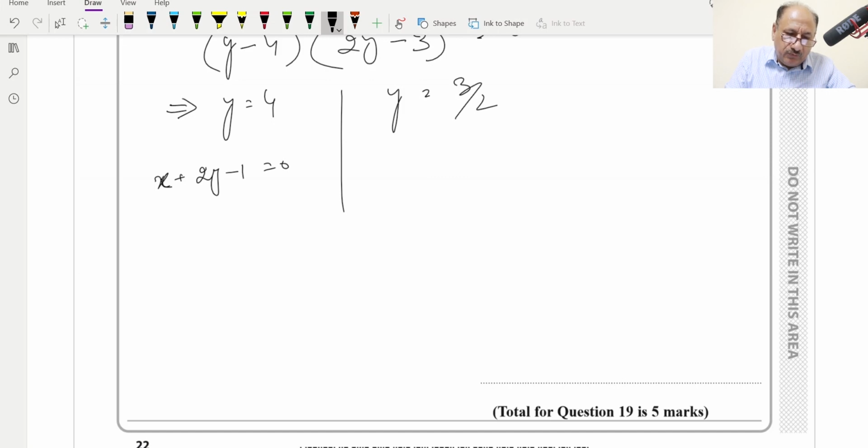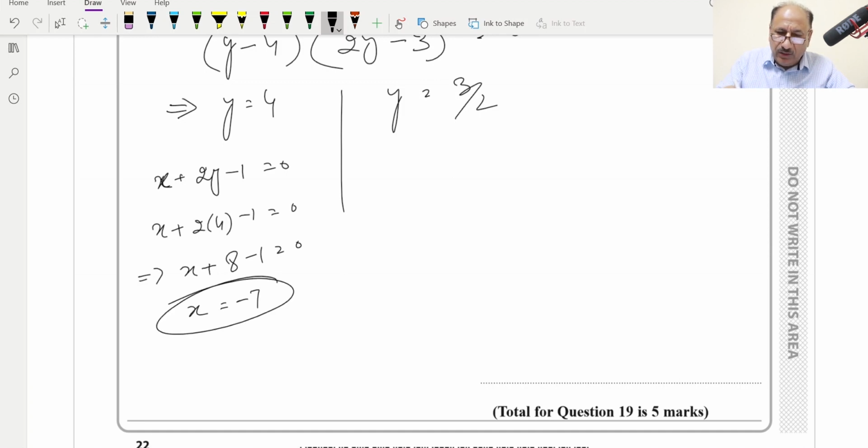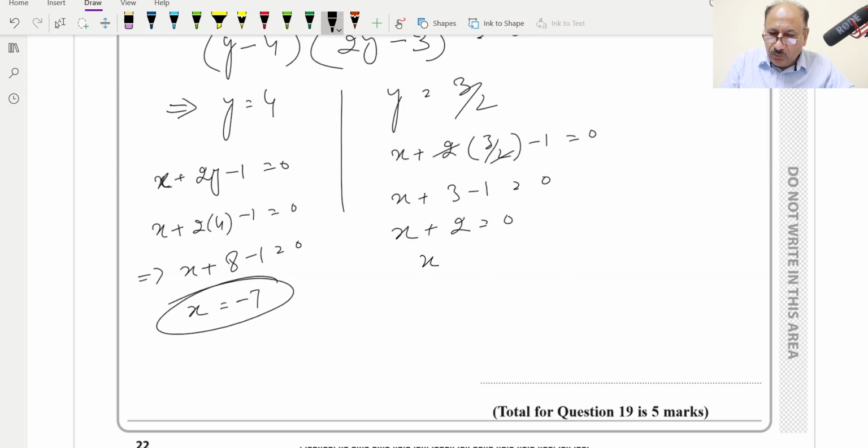So value of y is 4. So x plus 2 into 4 minus 1 is equal to 0. This implies x plus 8 minus 1 equal to 0. So x is equal to minus 7. So this will be value. And if we replace this one, x plus 2 into 3 by 2 minus 1 equal to 0. So this will be cancelled. So x plus 3 minus 1 equal to 0. So x plus 2 equal to 0 and x is equal to minus 2.